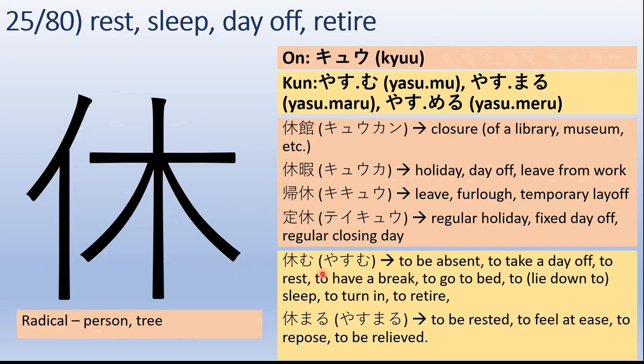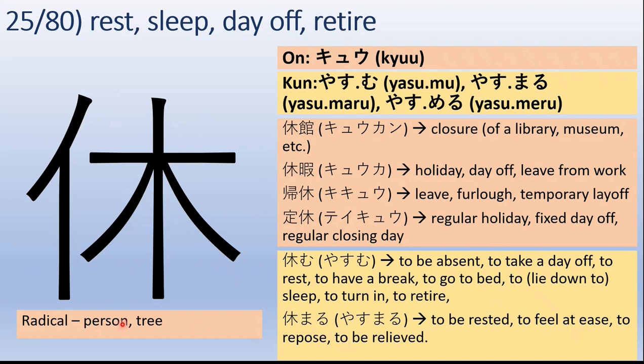In Kun'yomi, we have Yasumu, which is to be absent, to take a day off, to rest, to have a break, to go to bed, to lie down, to sleep, to turn in, or to retire. And similarly, we have Yasumaru. Yasumaru means to be rested, to feel at ease, to repose, or to be relieved.